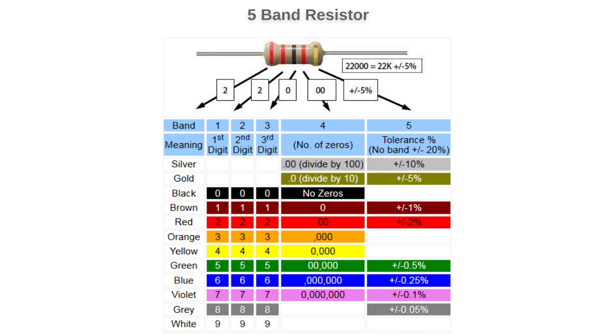In this, the first one is red, so we take 2 from the color chart, and the second is also red, so 2. The third one is black, so 0, and the fourth one is again red, a multiplier, so 00. If we combine all these, you get 22,000, that is 22k, and the tolerance is plus or minus 5% because it is gold, that is plus or minus 5 from the chart. So the value of this resistor is 22k with plus or minus 5%. This is how we can easily calculate the resistor value.